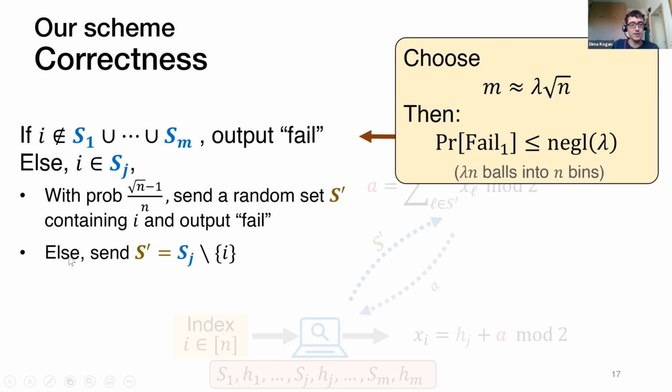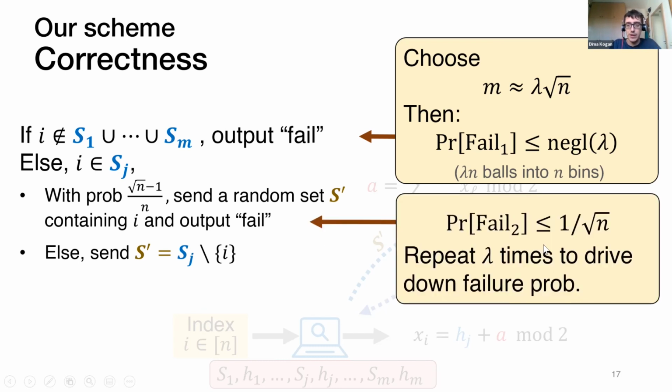The second failure event is basically this tweak that we introduced, with which this event in which we keep index I in the set. And now, when this happens, this correctness equation that we had on the previous slide no longer holds. And this happens with probability of roughly 1 over square root of n, which is not negligible.